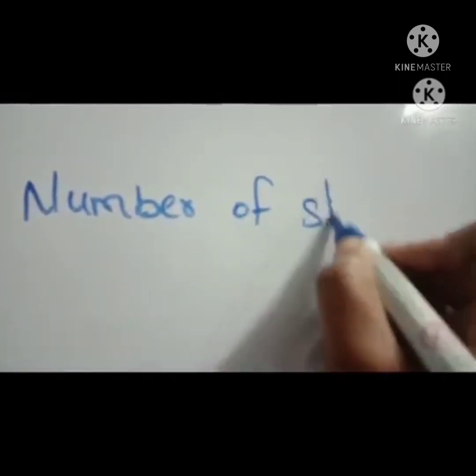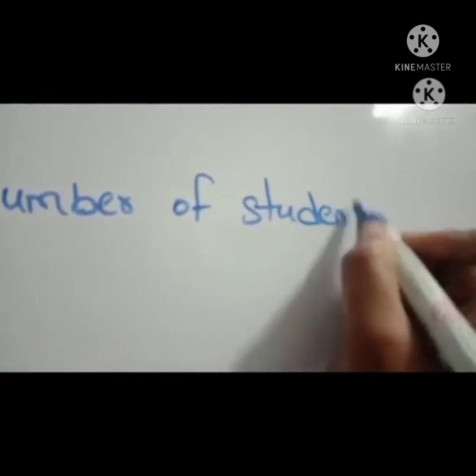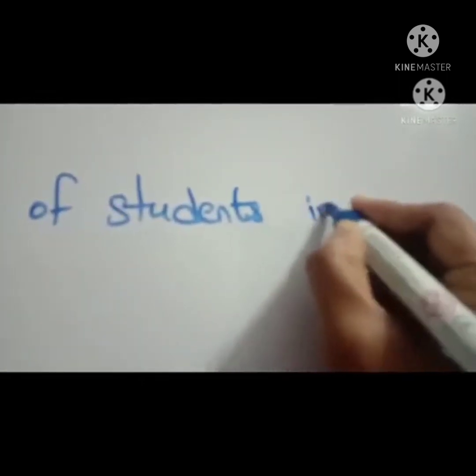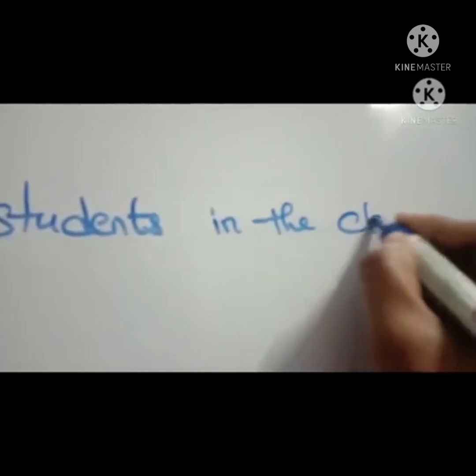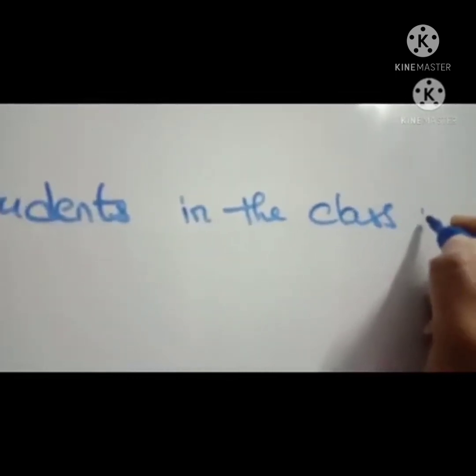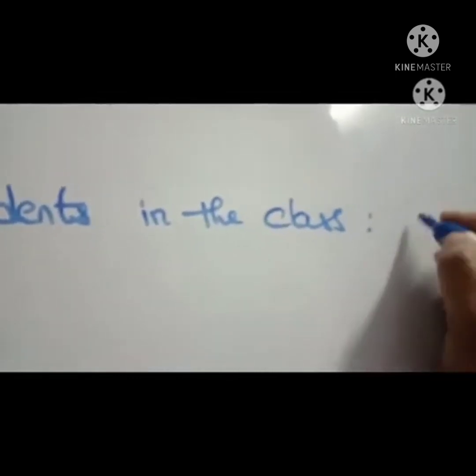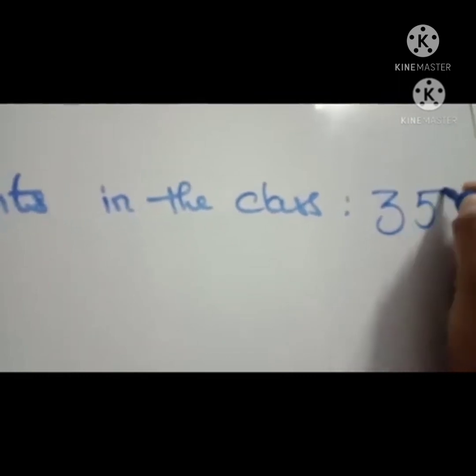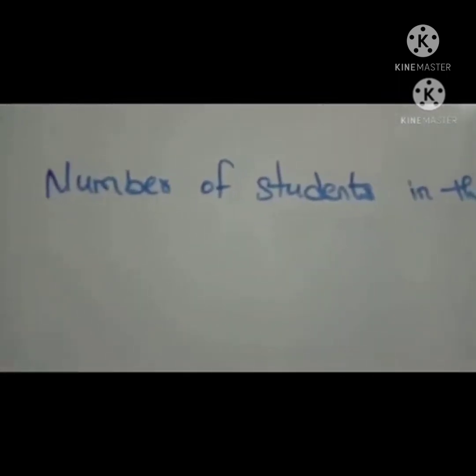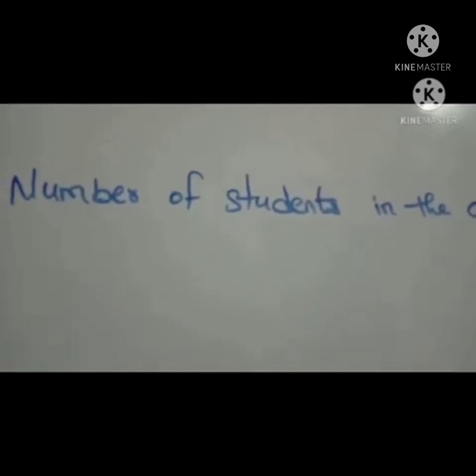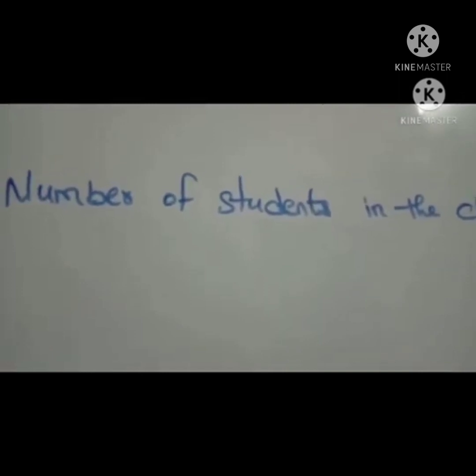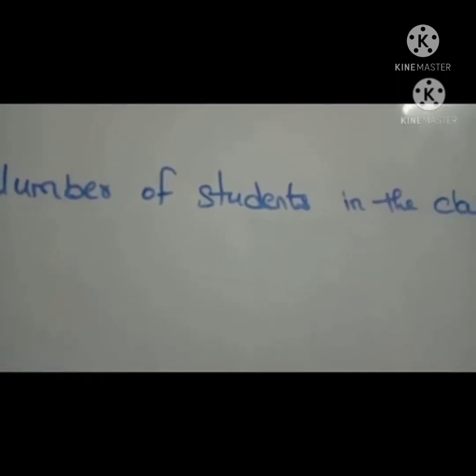Number of students in the class. How many students are there? Yes, very good. 35 students are there in a class. Next, number of girls. How many girls are there? 25 are girls and the rest boys.